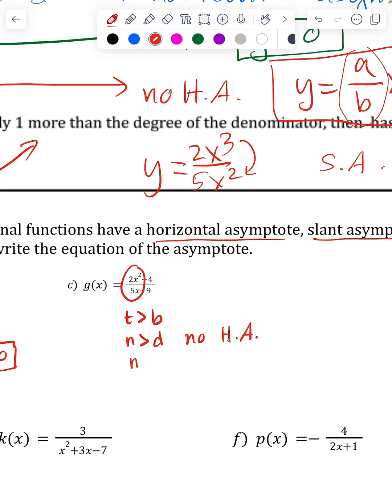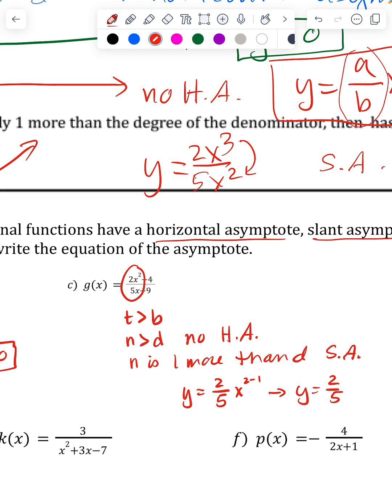Our top degree is 1 more than the bottom. And so that does mean that you have a slant asymptote, and it would be located at, we keep our coefficients of 2 and 5, and then we take 2 minus 1, so it would be located at 2/5 x. And so that would generate a line that goes up from left to right when the time comes to look at that. So this one has a slant asymptote located here.